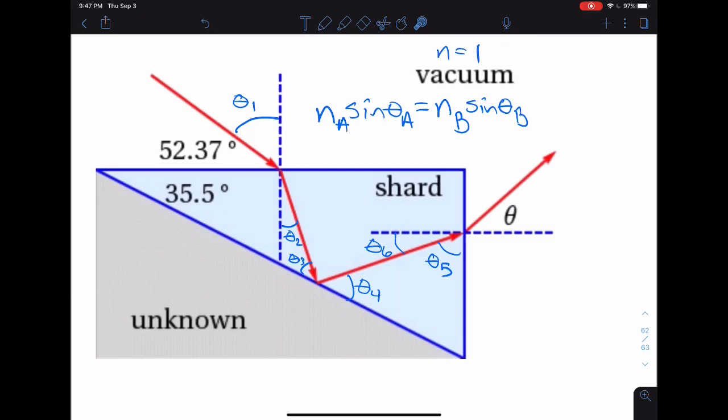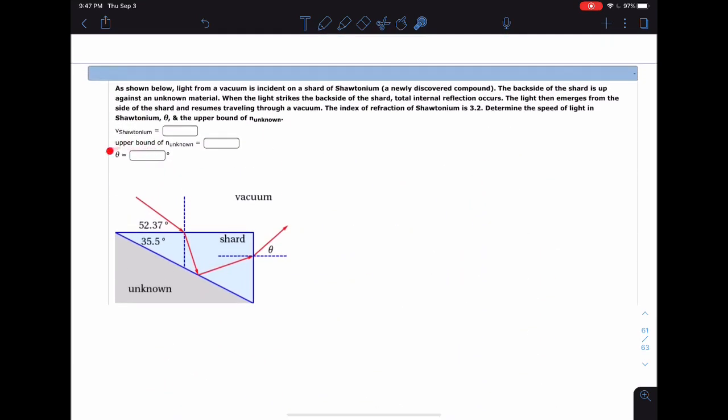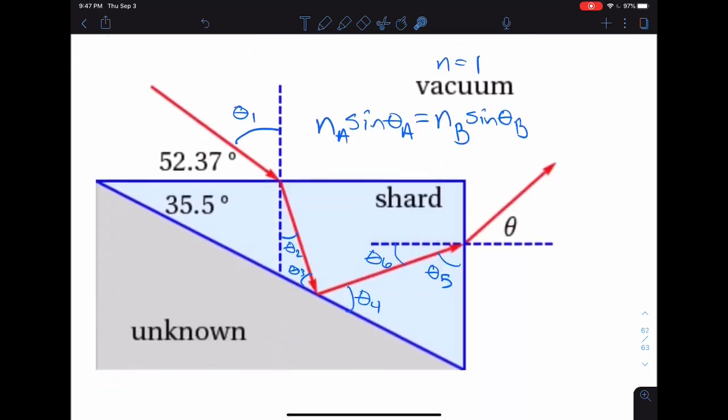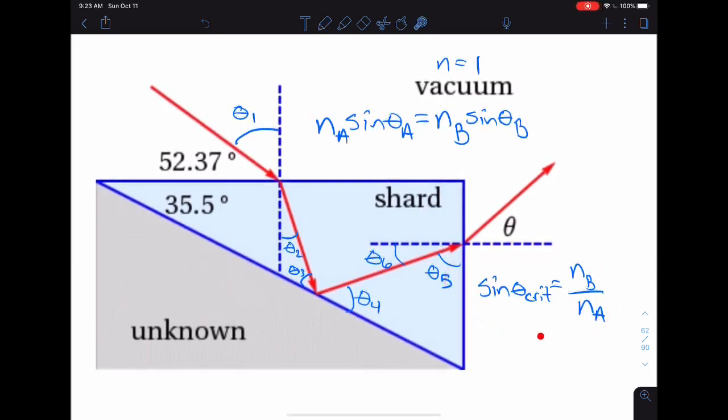Now, n unknown. What you're really determining, let me back up to here, is the upper bound of n unknown. And the way you're going to do that is you are going to use total internal reflection. So our formula for that is, this is the general formula. Now this formula allows us to find the critical angle. What is the critical angle?